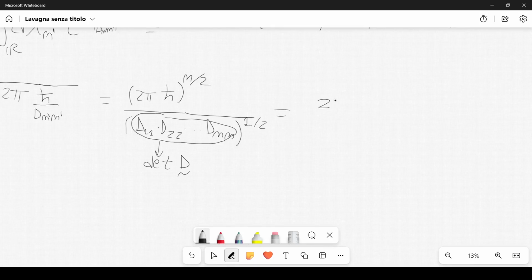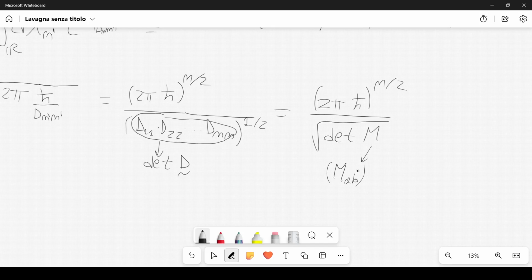And we get the final expression 2πħ to the power n over 2 divided by square root of determinant of M. So we can either put the tilde here or not, but what I'm referring to here is the matrix M, which is also, if we use the index notation, M_AB, like this, and this will be the partition function Z0. Remember that we put this 0 to remind ourselves that this is just a free theory.